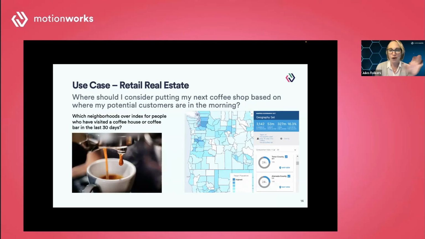Looking for retail real estate, I'll show you and walk through an example of how we can isolate through geography and time and those cohort selections where there's opportunities to target and potentially find gaps in the market where your heavy coffee drinkers are, but that aren't currently served by a major chain.